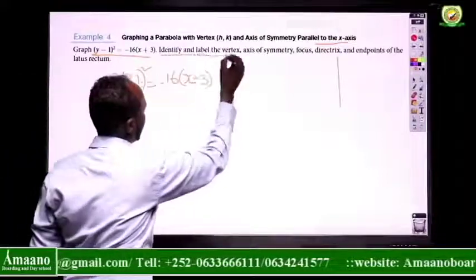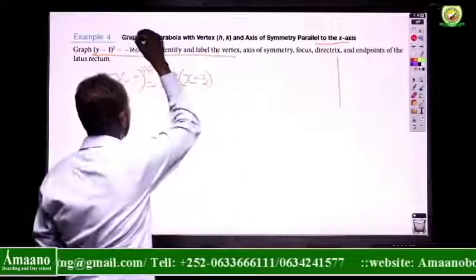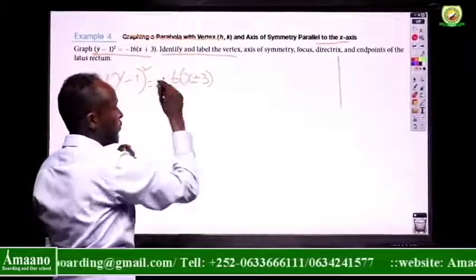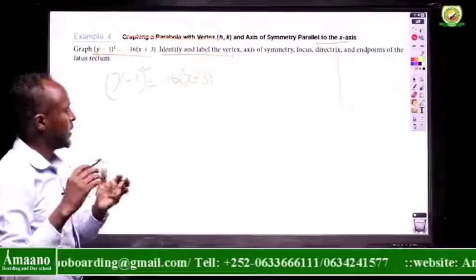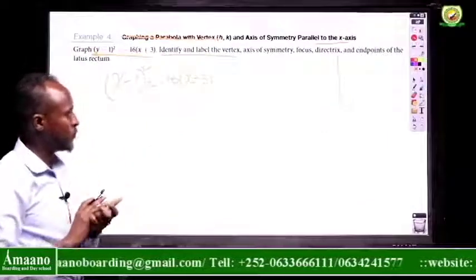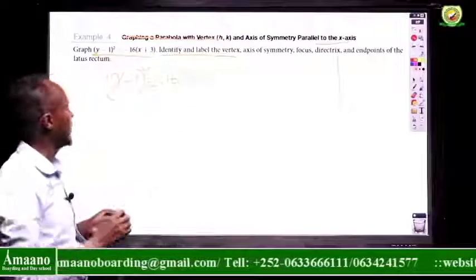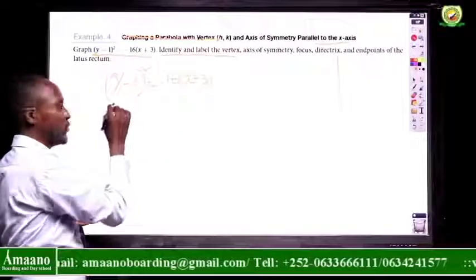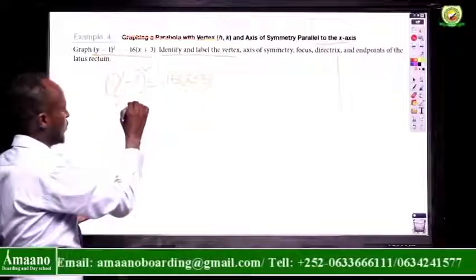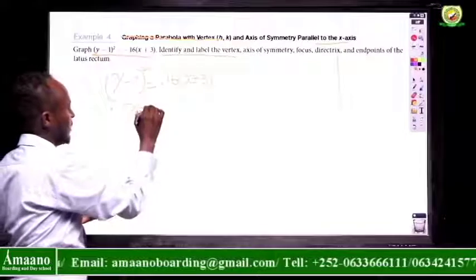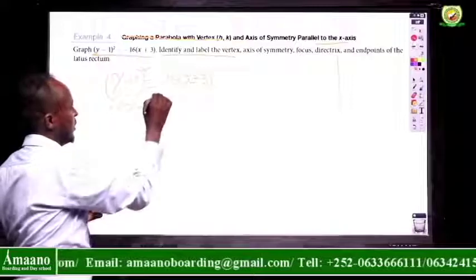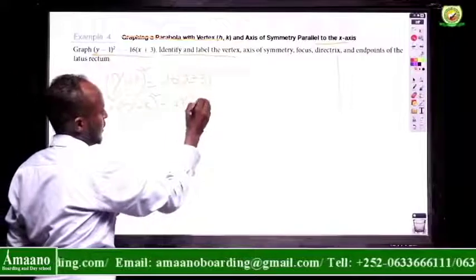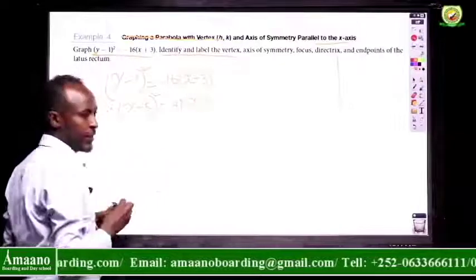First, let us identify the vertex. We will graph later. But first, how we will identify or label the vertex, the axis of symmetry, focus, and the directrix. We have these two equations. First, let us compare it to the standard equation of a parabola, which is (y minus k) squared equals 4p times (x minus h).